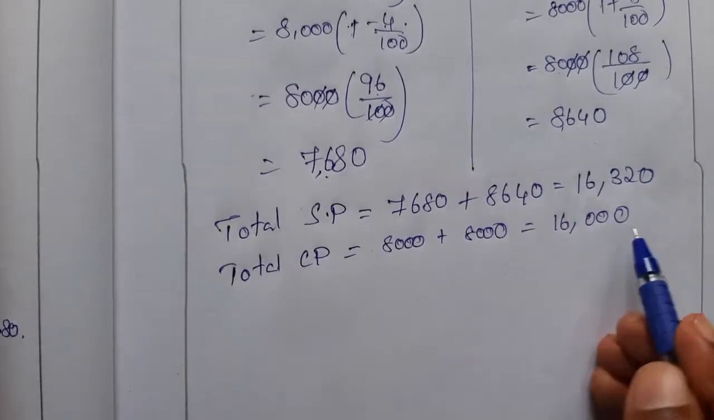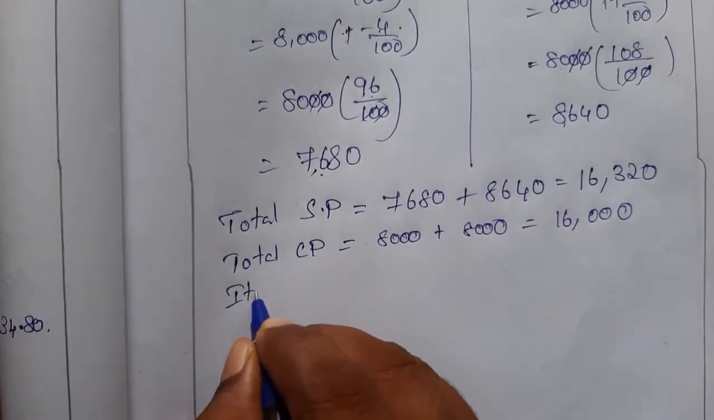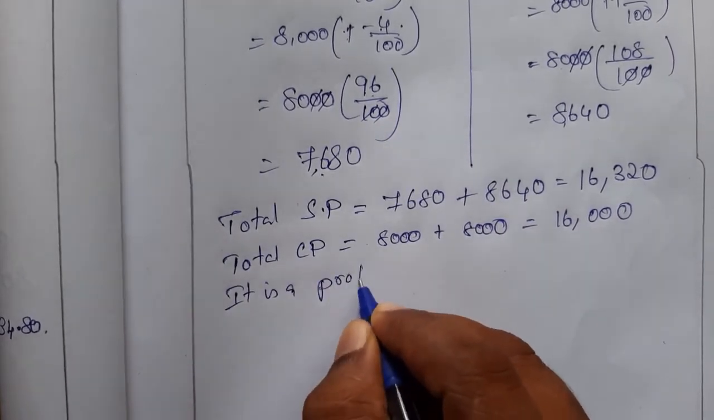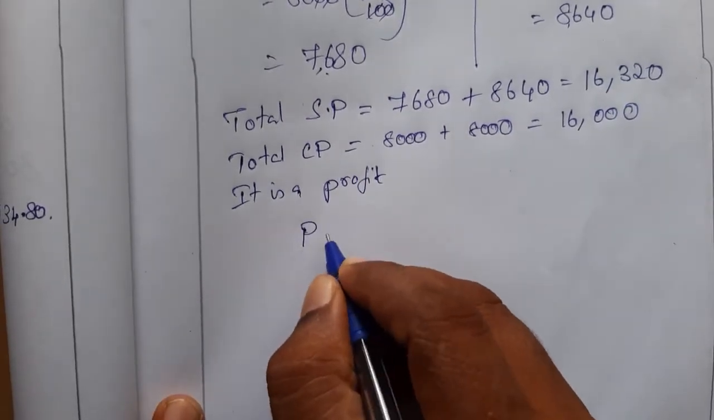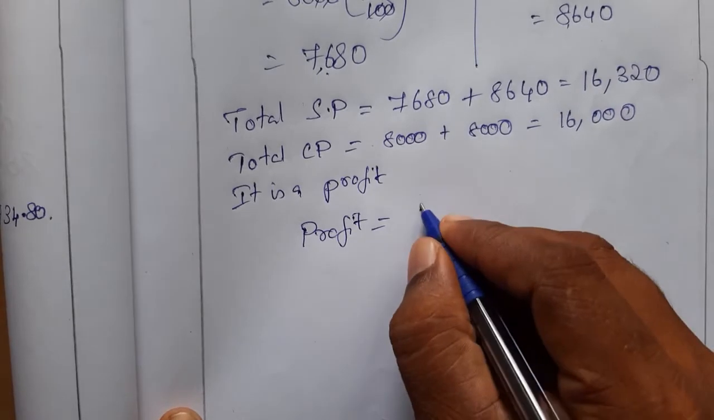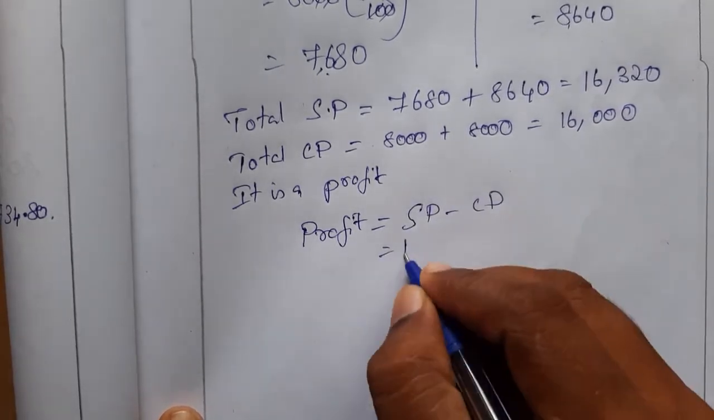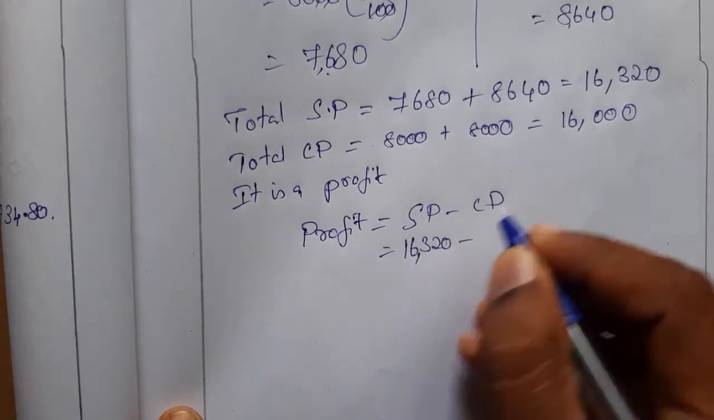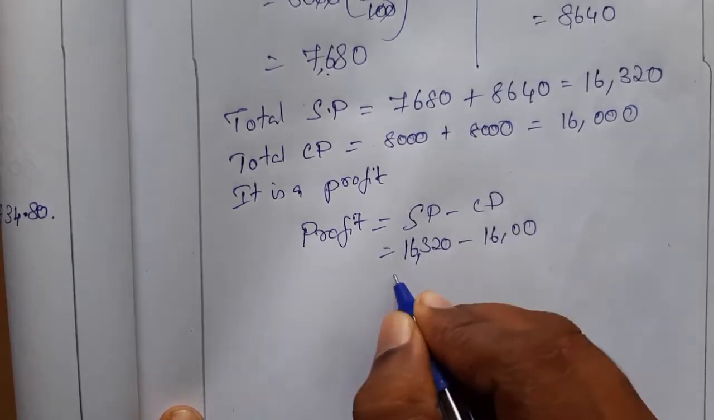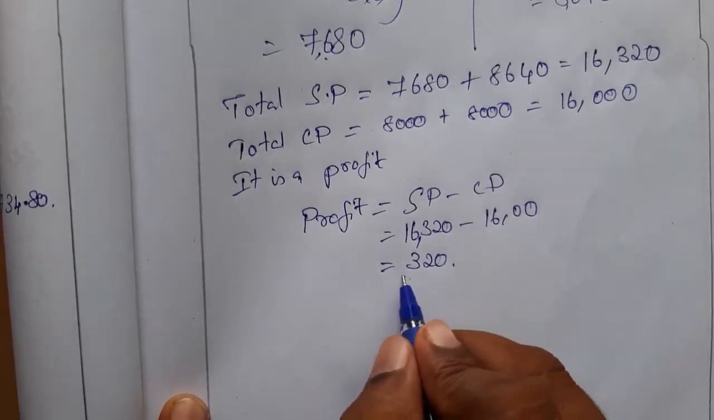Now we compare and say whether it's a profit or loss. They made a profit, right? So we have to know how much the profit is. 320 is the profit, right? It's the selling price minus the cost price. Selling price is 16,320 minus cost price of 16,000. So if we subtract, we will be getting 320. So 320 is the profit.